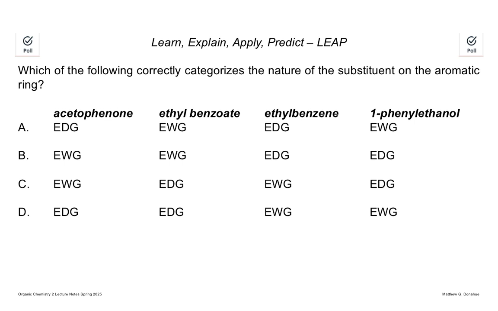It says, which of the following correctly categorizes the nature of the substituent on the aromatic ring? So you probably are wondering what these names are. A lot of these names, again, are just common. They're not IUPAC. So I'll draw the structures below.